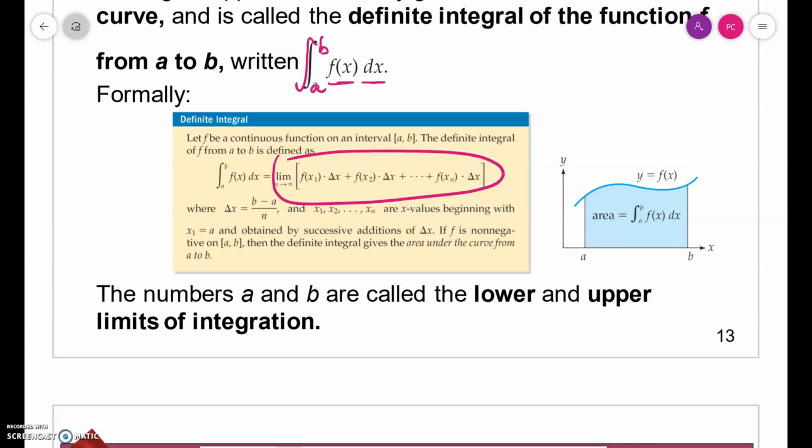The numbers a and b in our integration are called the lower and upper limits of integration. So when you see that phrase, lower and upper limits of integration, that's the a and b. That's the beginning x value and the ending x value for your function, wherever we want to find the area under. All right, let's keep going.